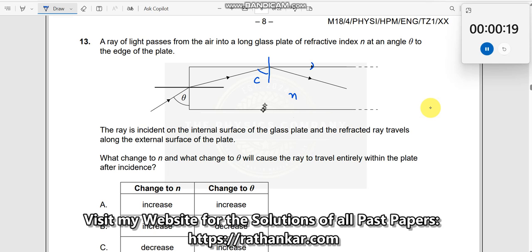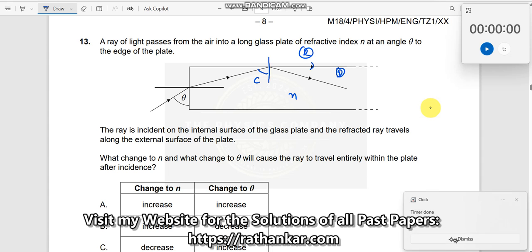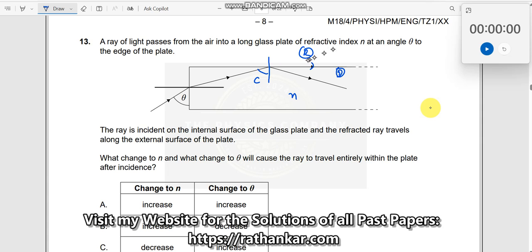Now definitely you see the denser medium is characterized by larger values of n. The larger the value of n, the denser the medium, and thus if this becomes more dense and this becomes more rare, total internal reflection can take place, because that is the criterion being asked here. It says what changes to n and theta will cause the rays to travel entirely within the plate after incidence. So he doesn't want this to get refracted out, but instead he wants this to get reflected internally like this. For this to happen, this should be a denser medium, and as the value of n increases, definitely it's a good thing for us. So therefore I need to increase the value of n.